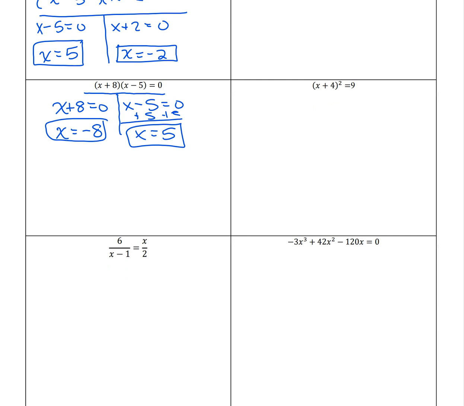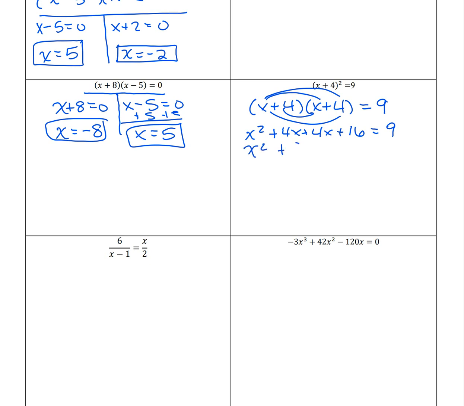Now the one next to it is kind of different. Now I have x plus 4 to the second power equals 9. So I could rewrite this as x plus 4 multiplied by x plus 4 equals 9. I can double distribute and get x squared plus 4x plus 4x plus 16 equals 9, and then combine like terms to get x squared plus 8x plus 16 equals 9, then subtract the 9 over, and then use the AC method.